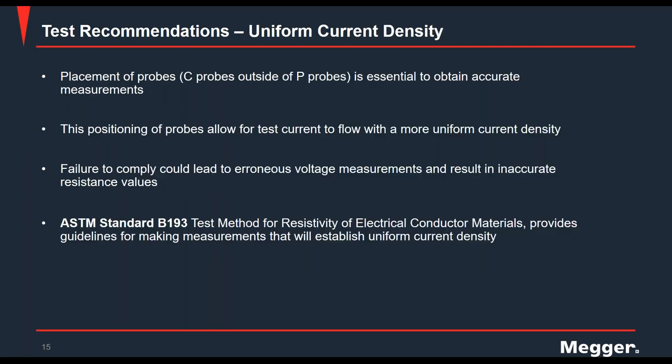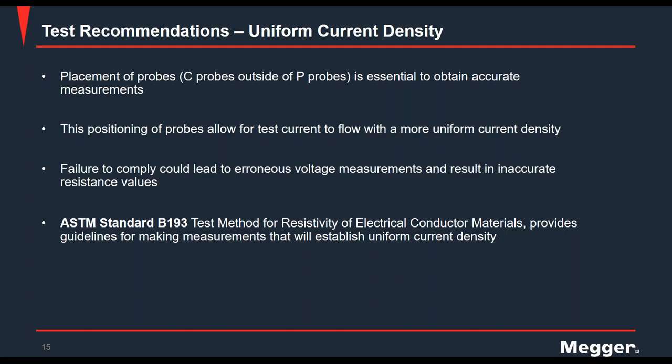So now that we understand how to place the probes, let's understand a little bit deeper what kind of a role uniform current density plays. As we know, placement of probes is really crucial to ensure that you get accurate resistance measurements. Remember that the current probes should be outside of the potential probes, right? This positioning of probes will allow for the test current to flow more uniformly. The density of current will be more uniform because of the positioning of these probes.